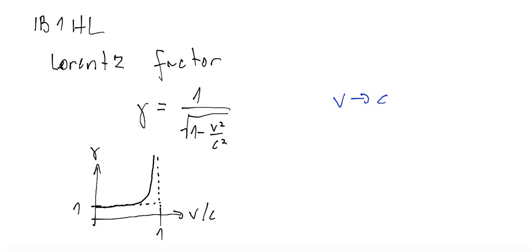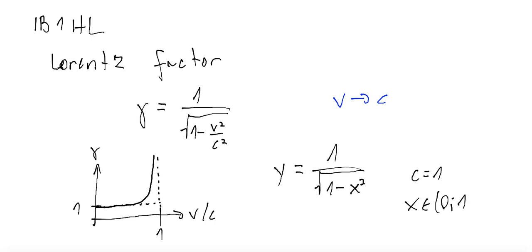Let's start with writing the formula for how y, the Lorentz factor, depends on x, by writing it on your calculator like this. Of course, in this case, c is equal to 1, a constant, so your x cannot be smaller than 0 and cannot be more than 1. If x is equal to 1, we have an infinite value of y. If x is equal to 0, then the Lorentz factor y equals 1.